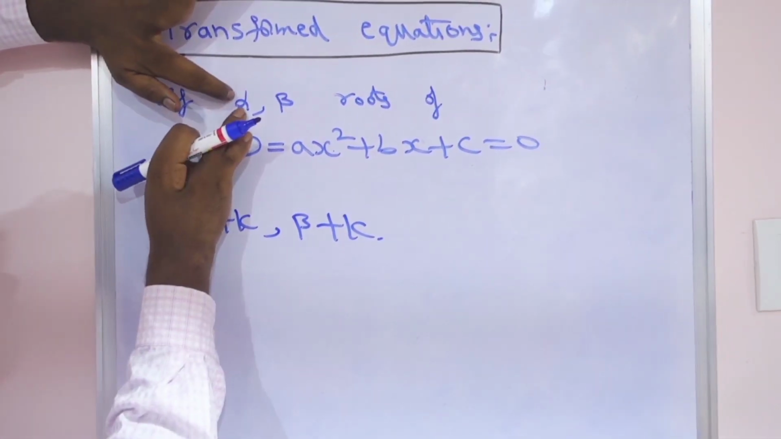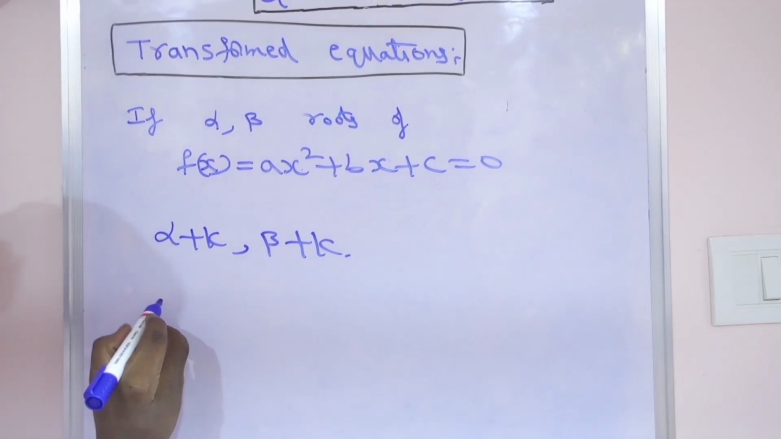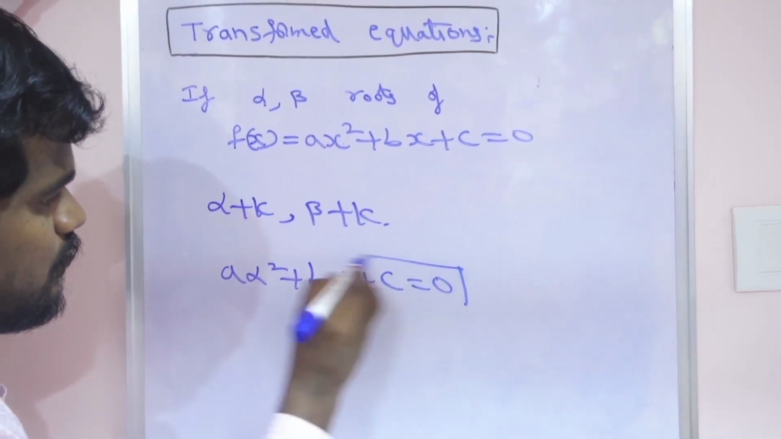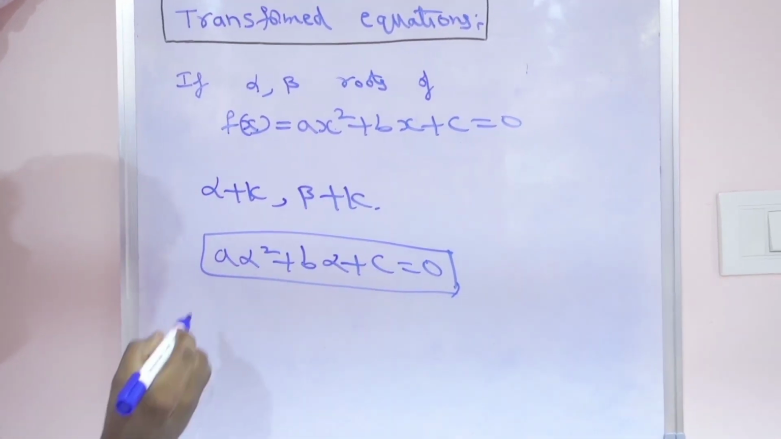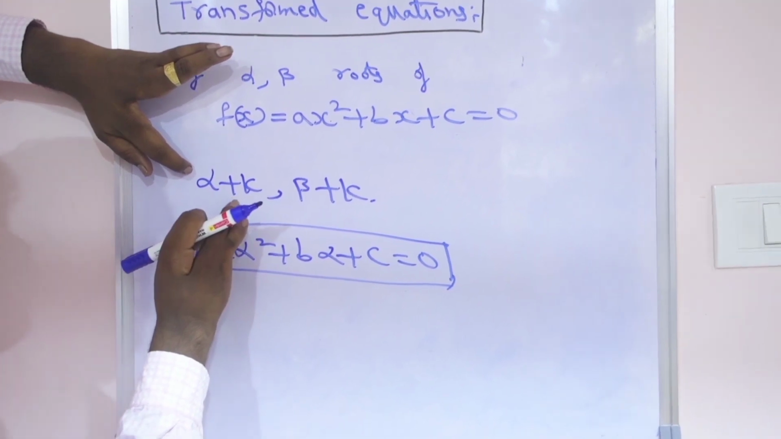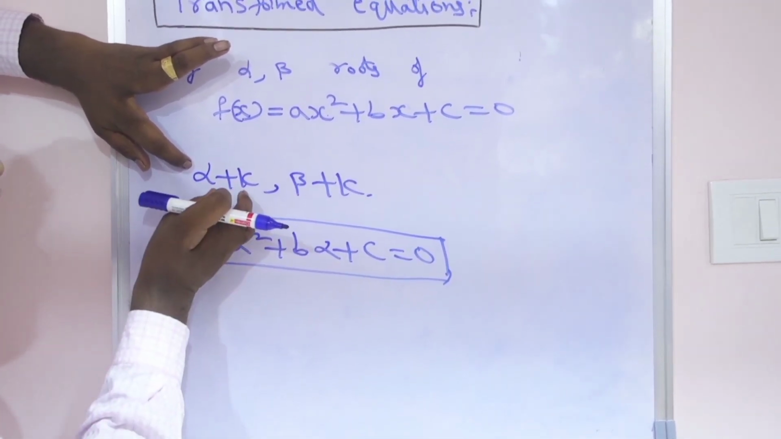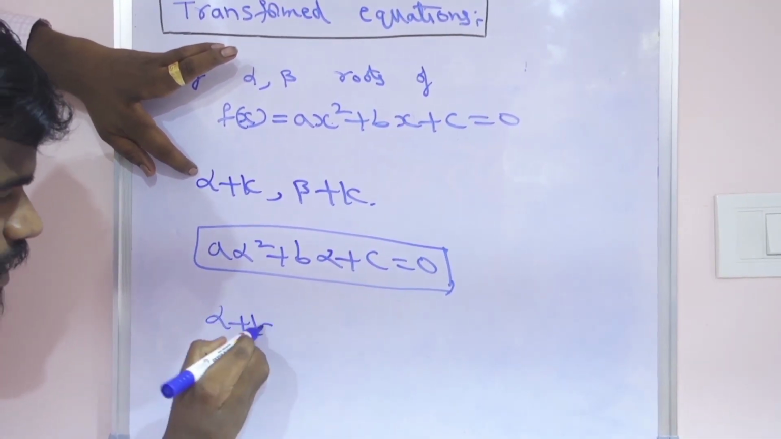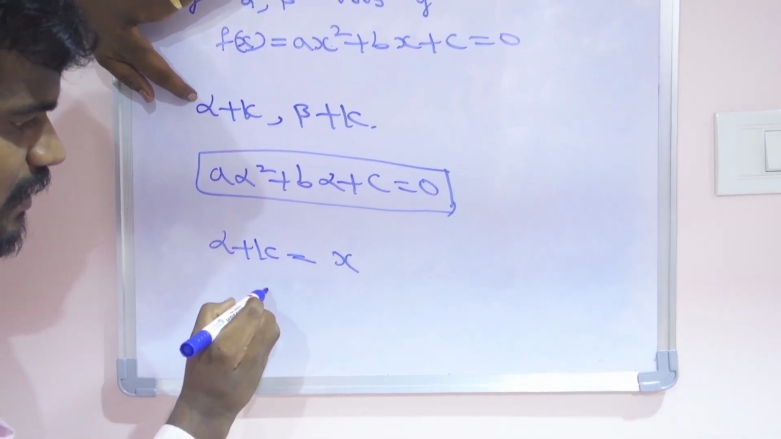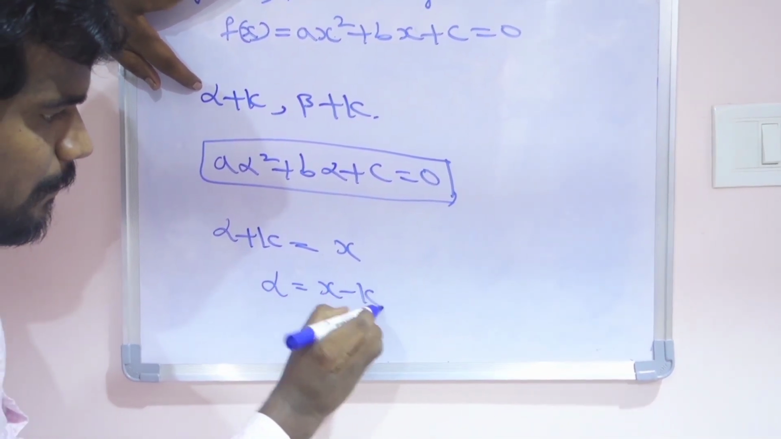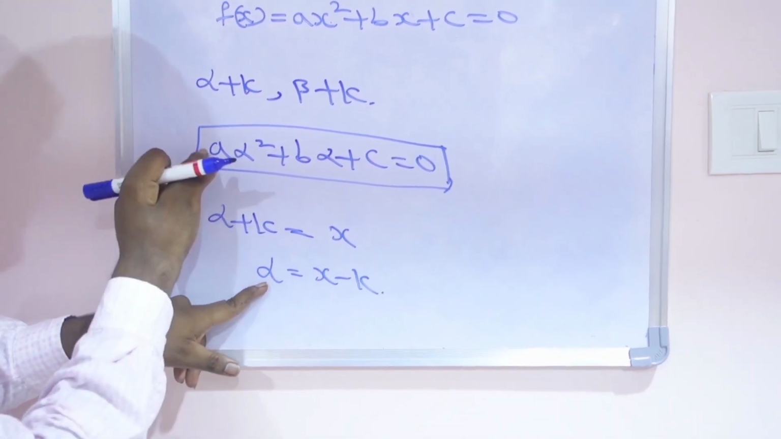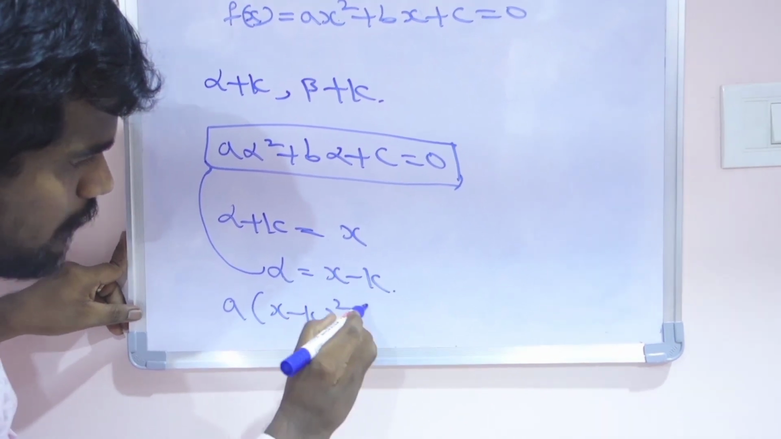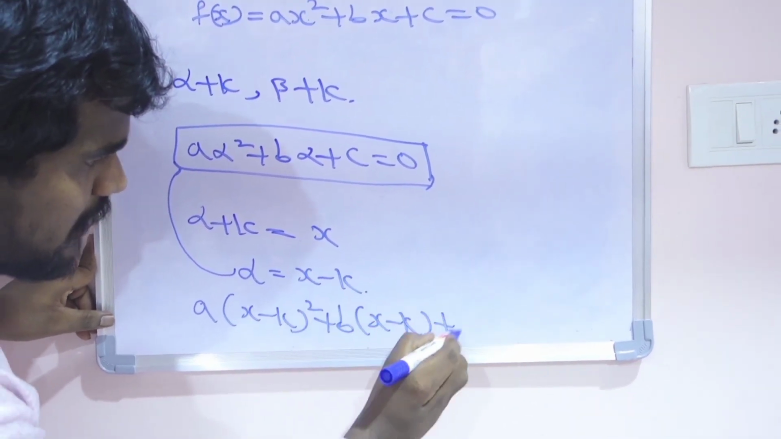Now alpha is a root of this equation, so a alpha square plus b alpha plus c is equal to 0. And alpha plus k is a root of the transformed equation. Then alpha plus k is equal to some x, so alpha is equal to x minus k. Substituting here, a into (x minus k) whole square plus b into (x minus k) plus c is equal to 0.